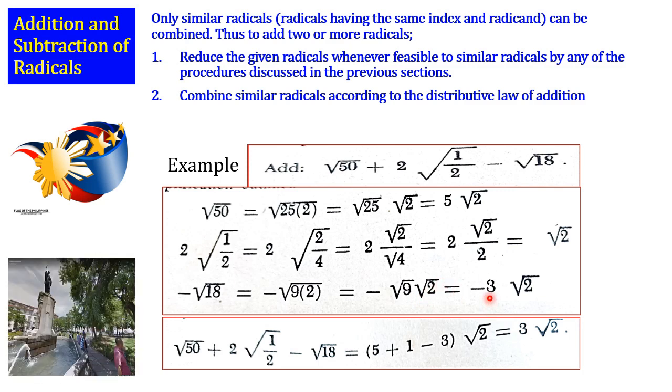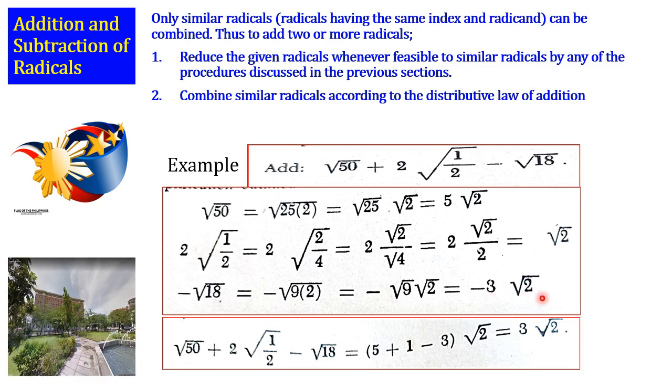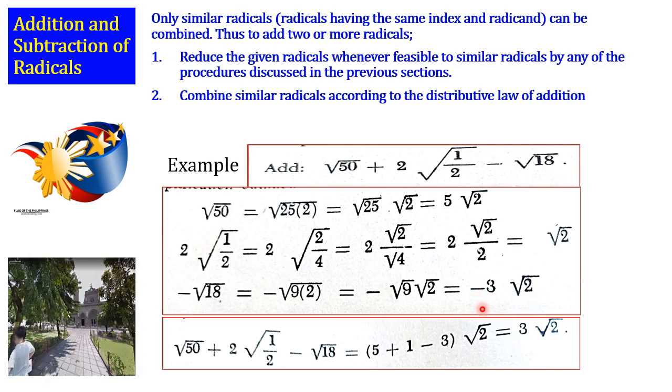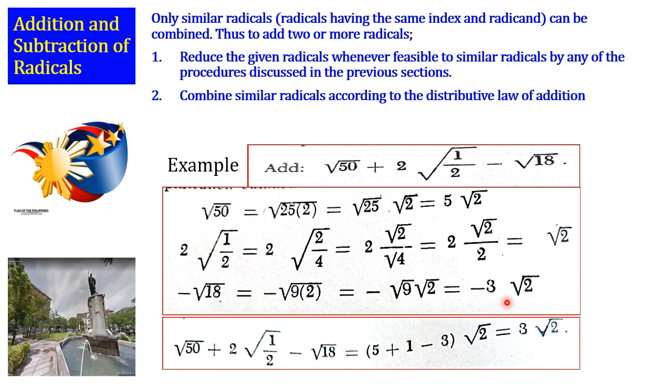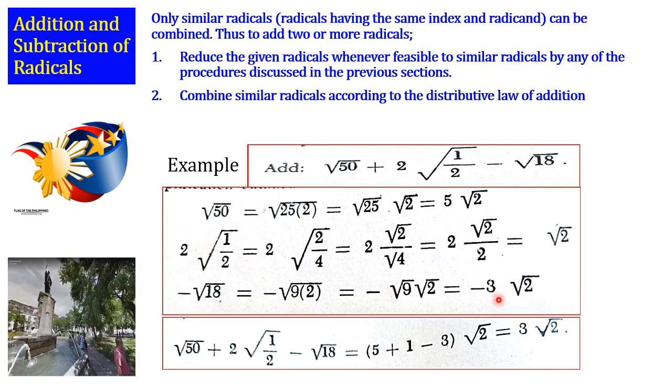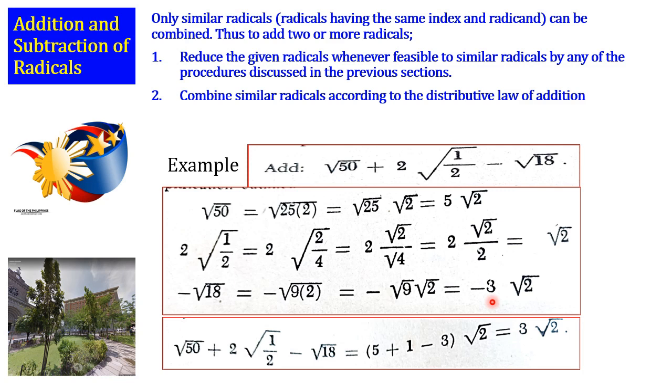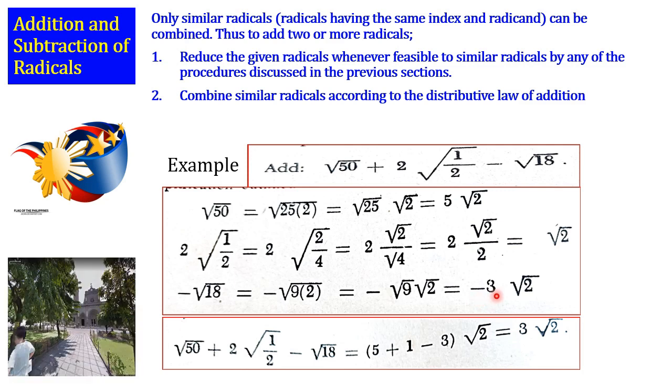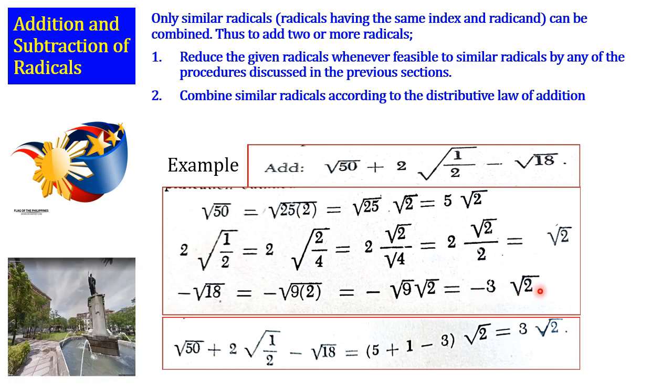And square root of 9 is 3. We take that one out, the radical sign, and we write that as a numerical coefficient. Therefore, the answer is negative 3 square root of 2.